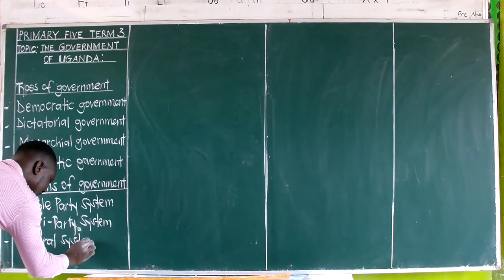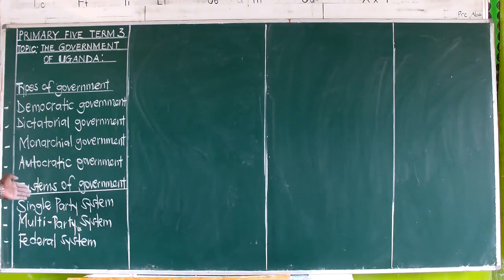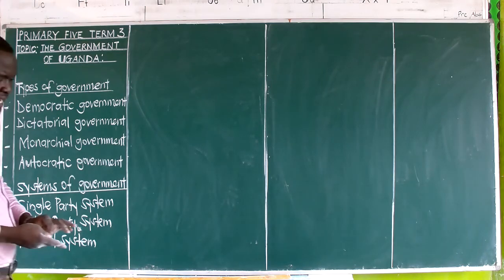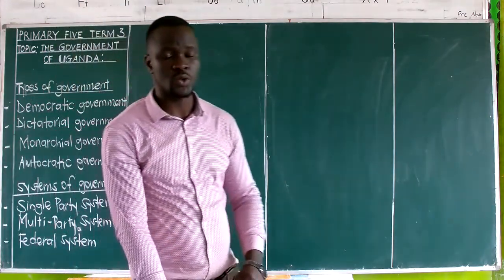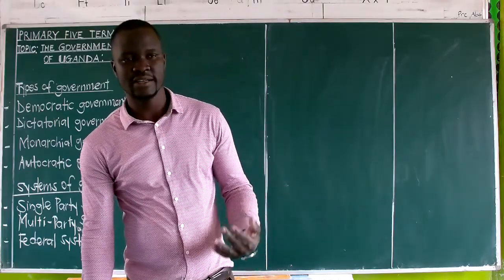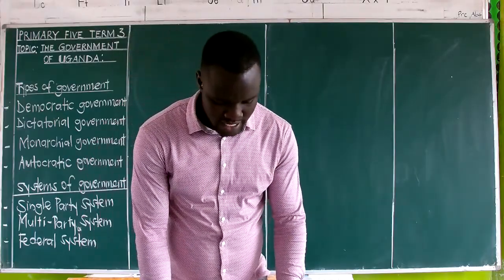Federal system of government. Now, what do we mean by single party system? What do we mean by multi-party system? And what do we mean by federal system of government? Now, our page 42 gives us these 3 types, these 3 systems.